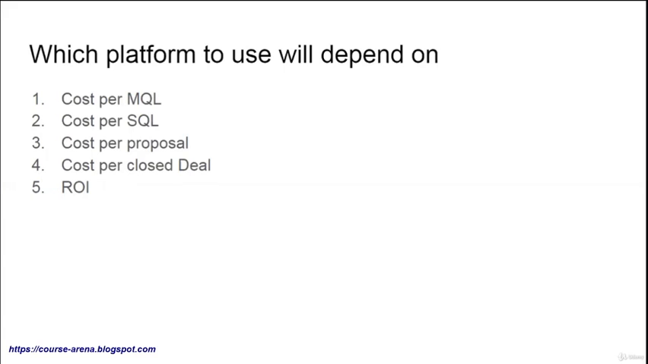So you need to consider what your cost per marketing qualified lead is from each of the platforms. You need to consider what your cost per sales qualified lead is from each of the platforms. What is your cost per proposal, cost per closed deal, what is your return on investment? And when you consider all of these, you will find that although LinkedIn has a higher cost per click, when you consider the cost per sales qualified lead, it would be very low as compared to what you will see on Facebook. This is because of the high quality of leads that you get on LinkedIn, and because of the right mindset people are in when they are on LinkedIn.